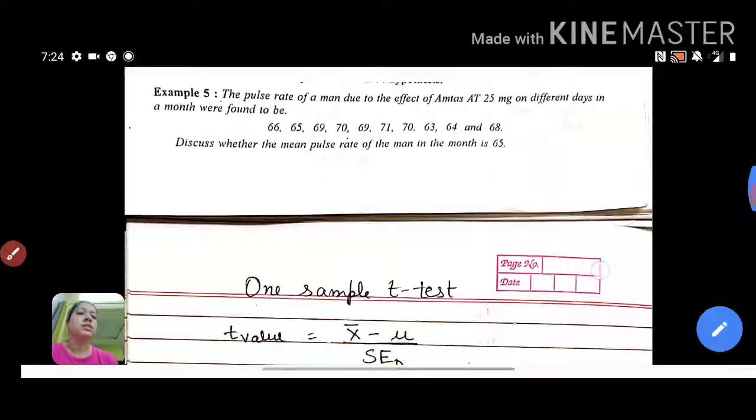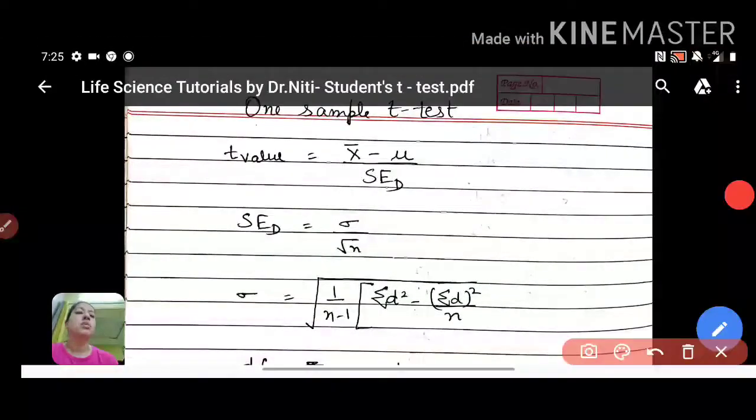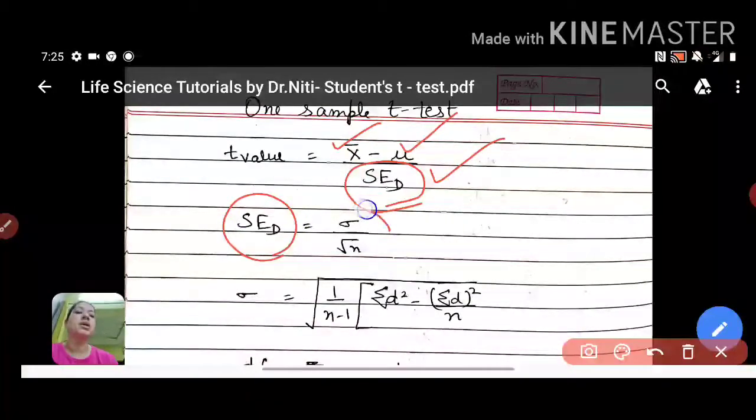So this is the one sample t-test, so you can determine the t value by using the formula: sample mean minus population mean divided by the standard error of difference between the means. Here the standard error of difference between the means you can determine by using the formula standard deviation by square root n. Now here you will calculate the standard deviation. Standard deviation is not given to you, so you have to use that formula.